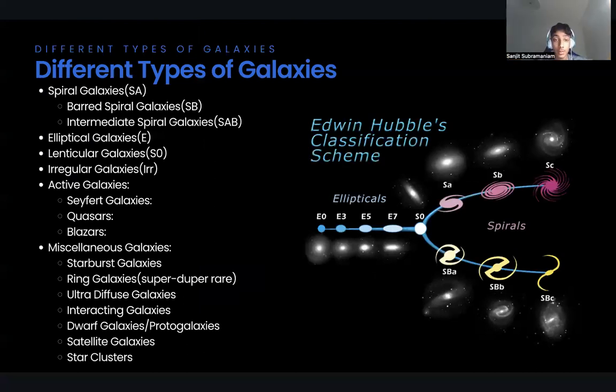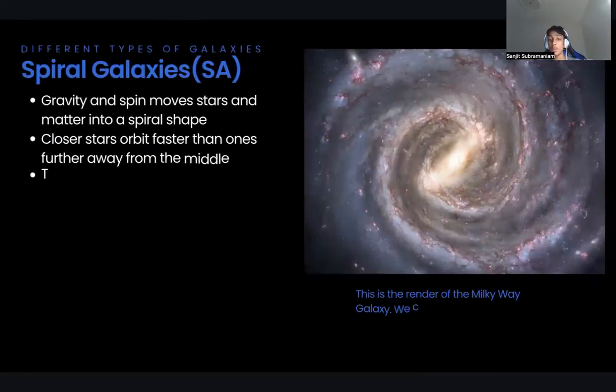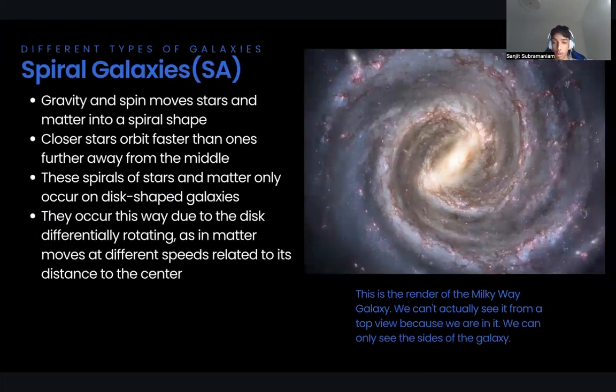So, there are many different types of galaxies, and one is the spiral galaxy. In spiral galaxies, gravity and spin move stars and matter into a spiral shape on a disk, with closer stars orbiting faster than ones further away from the middle. These spiral stars and matter only occur on disk-shaped galaxies, and they occur this way due to the disk differentially rotating, as in the matter moves at different speeds related to the distance to the center.